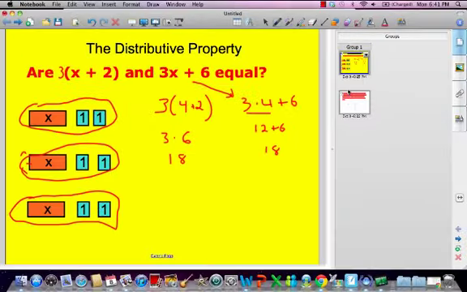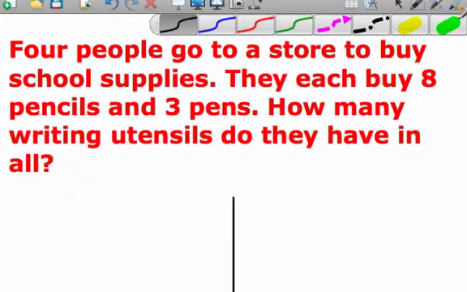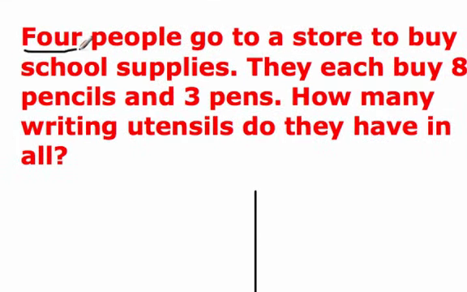One other way, and I'm going to use some different numbers now, and I'm going to use a word problem, so we can think about it in terms of how we might use this in the real world. 4 people go to a store to buy school supplies. They each buy 8 pencils and 3 pens. How many writing utensils do they have in all? So 4 people are going. Now if one person's going, that means they're buying 8 pencils and 3 pens, right? So picture 4 people doing that same thing.